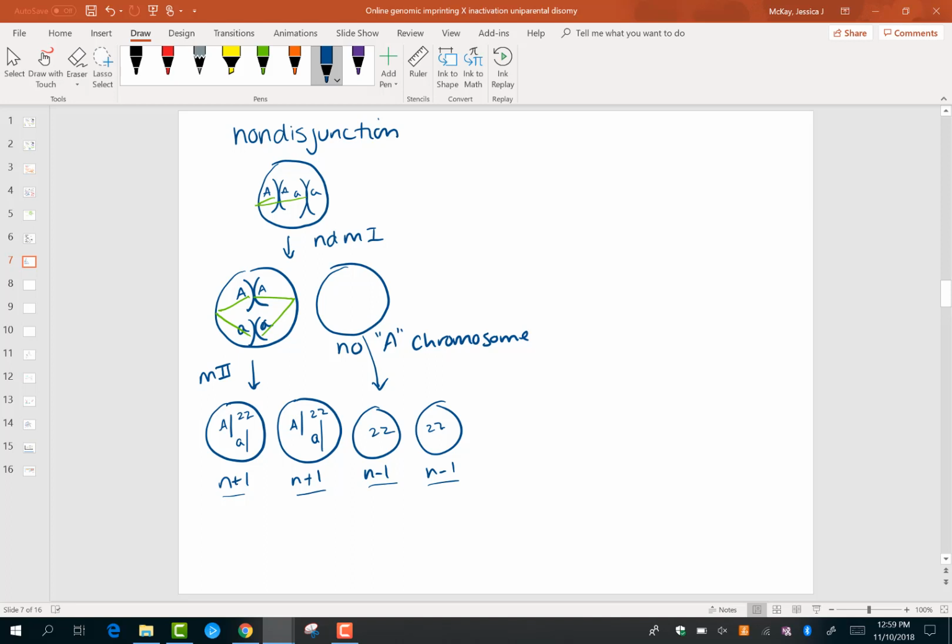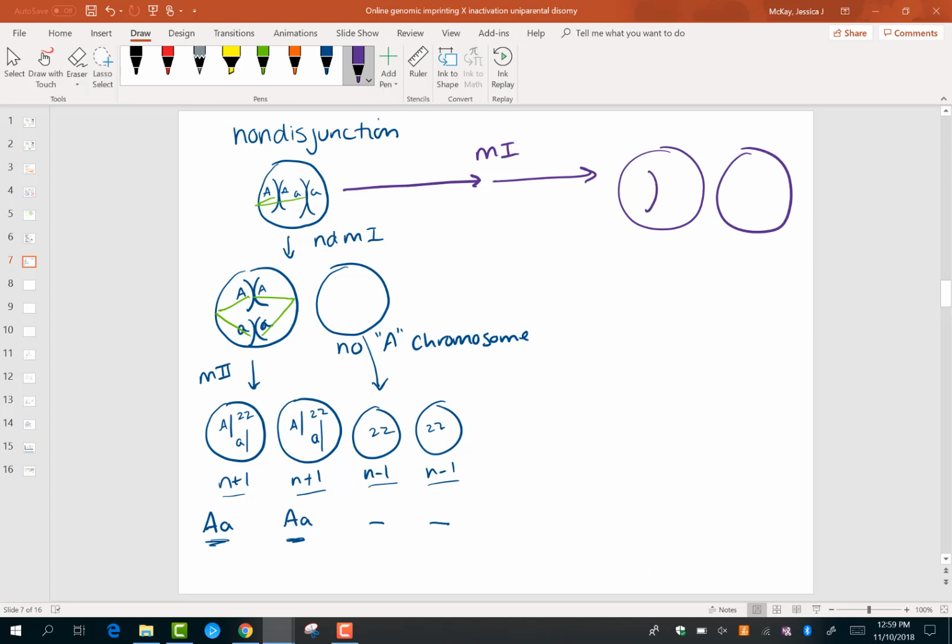Okay, so non-disjunction Meiosis 1, the homologous pairs stay together. And what I want you to see is that your genotypes are back to heterozygous. It should be big A or little a, but now it has one of each. And this is different than if you had non-disjunction in meiosis 2. So, if meiosis 1 happens properly, you've split your homologous pairs.